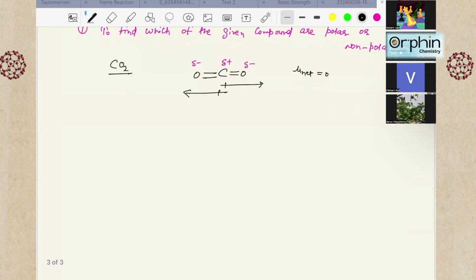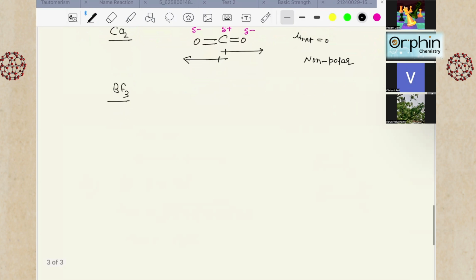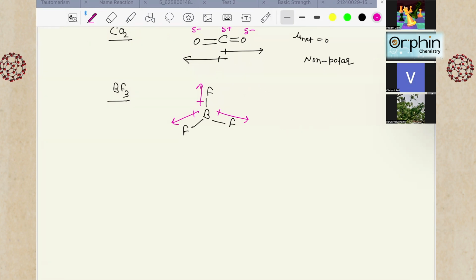So this compound is polar or non-polar? If the net dipole moment is zero, then it is non-polar. There is no polarity in this compound. Let us take another example, BF3. Boron is sp2 hybridized and it has trigonal planar geometry, right? Fluorine is more electronegative, so the dipole moment direction will be from positive to negative. Positive will be on boron and negative will be on fluorine, so the dipole moment direction is from boron to fluorine.